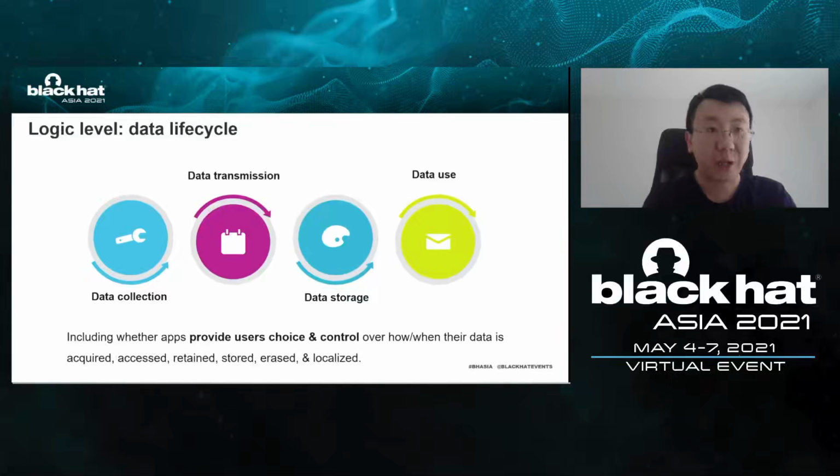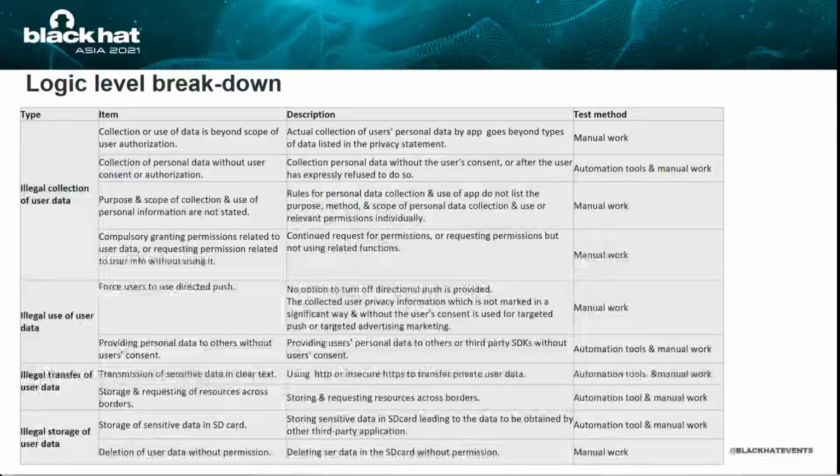So in the logic level, we consider the entire data lifecycle, including data collection, data transmission, storage, and data use. So what we do is break down these 4 types into a few items, and for each item we give a description. This is to let the decision maker understand what the item covers, and sometimes the item needs to be manually checked, and if possible we will provide some automation tools.